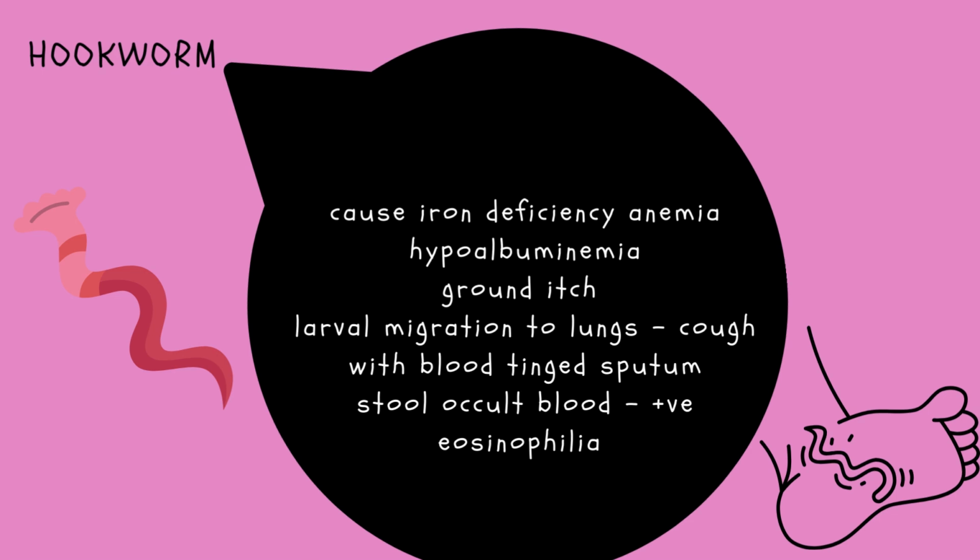Hookworm is again soil transmitted, and it causes iron deficiency anemia and hypoalbuminemia. Again, as we said, there can be ground itch at the site of the worm entry, and they can migrate into the lungs, causing a Loeffler's like picture. There is cough with blood tinged sputum, and stool occult blood is also positive. And there is eosinophilia.